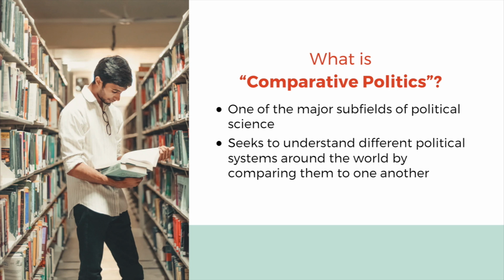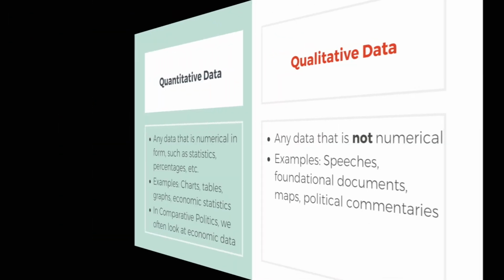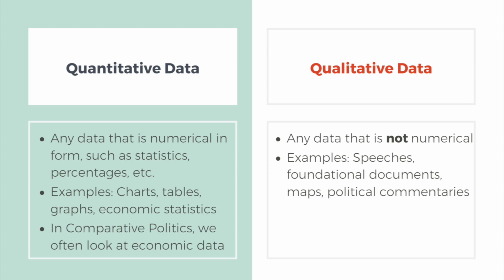By asking and attempting to answer questions like this, comparative politics helps us understand different countries around the world as we learn to compare them to one another. There are broadly two types of data that we use when we study comparative politics: quantitative and qualitative data. So quantitative data comes to us in the form of numbers, statistics, percentages. In our class, we're often going to be analyzing charts, tables, and graphs, especially of economic statistics.